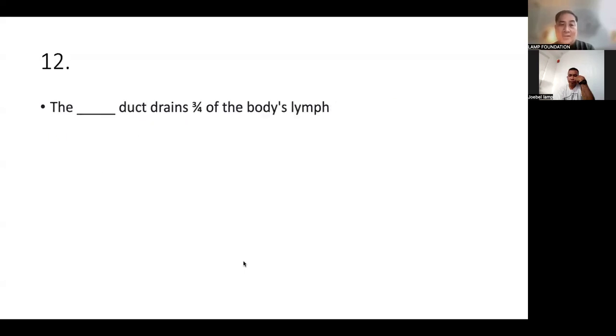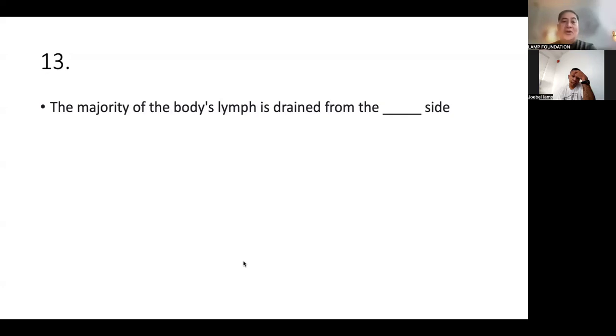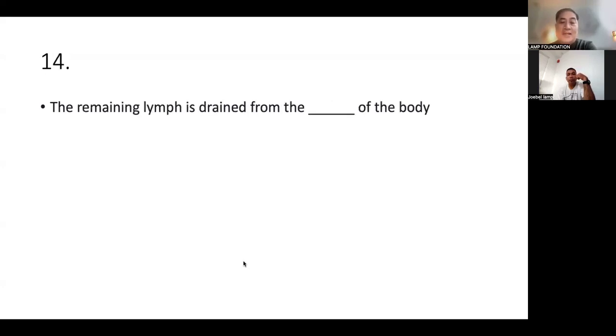The blank duct drains, obvious naman to, di ba? Drains 3/4 of the body's lymph. What do you call that duct? The left thoracic duct. Great. Majority of the body's lymph is drained from the blank side. The left side. The remaining lymph is drained from the blank of the body.